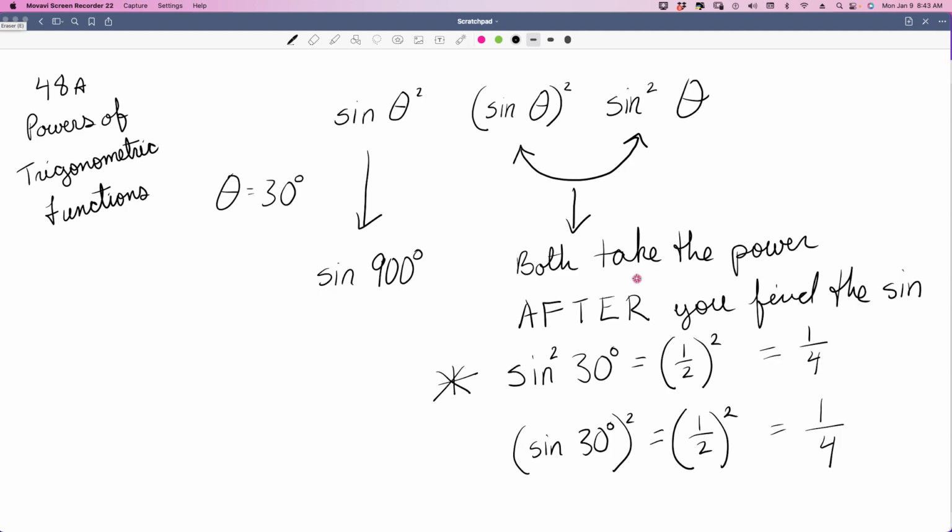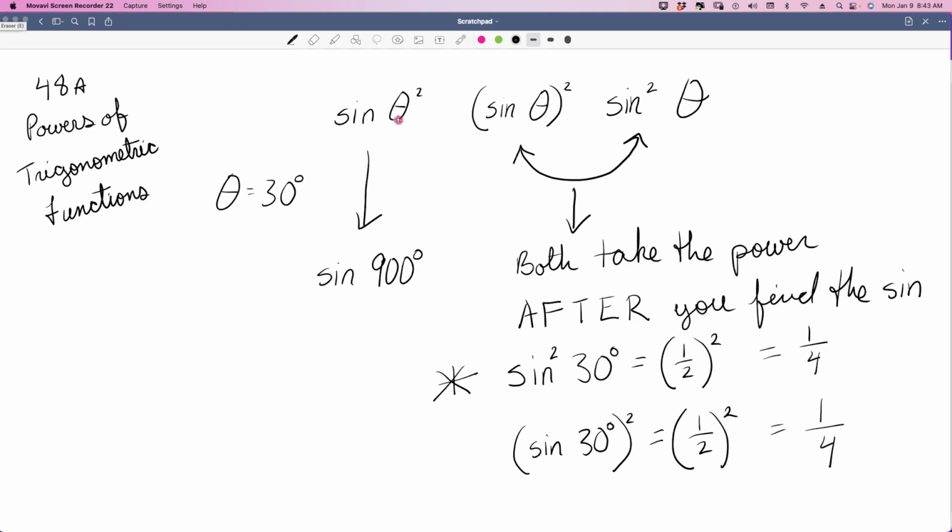Welcome to lesson 48. We're in 48A, the first part, powers of trigonometric functions. So let's look at these three opportunities to write a power of a trigonometric function. The first one has the power on the degree of measure.